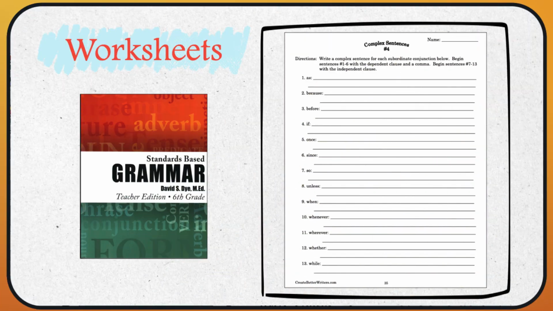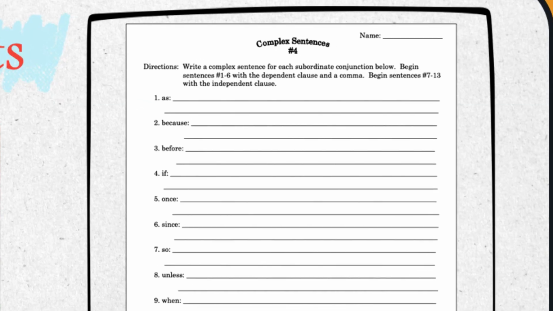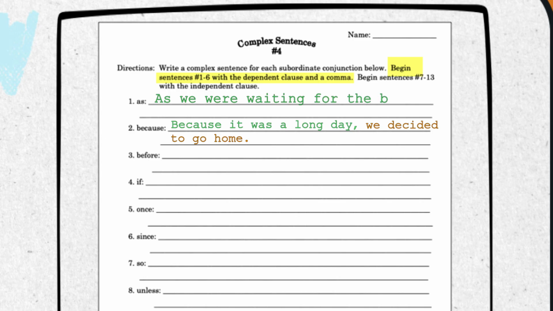Let's go over a few more worksheets from Standards-Based Grammar Grade 6. Here's a worksheet from later in the unit on complex sentences. Here you can see the students are going to begin by starting the sentences with a dependent clause. Then they're going to put a comma. Then they're going to write the independent clause, the complete sentence. So they're getting practice using the subordinate conjunctions in real writing situations. For example, the first one, they may put, as we were waiting for the bus.